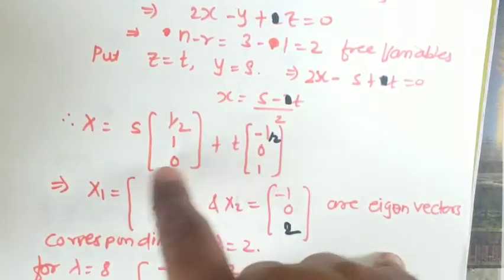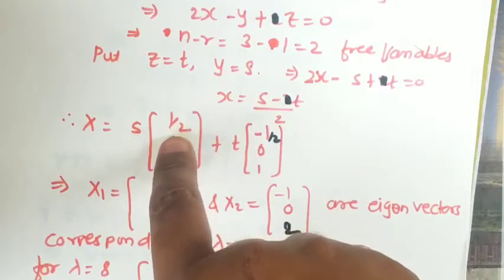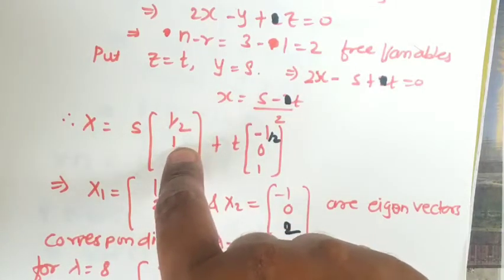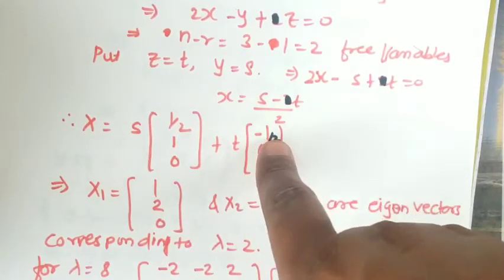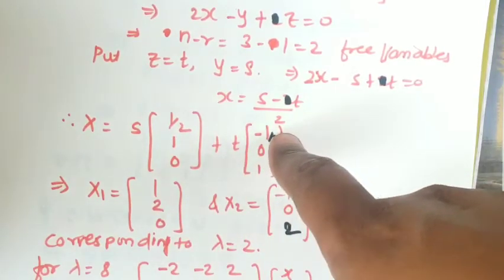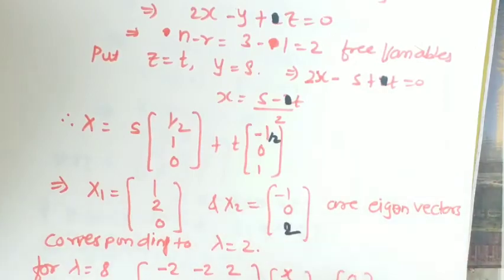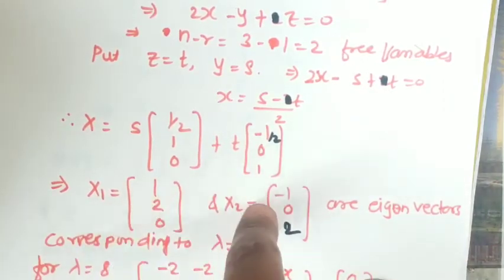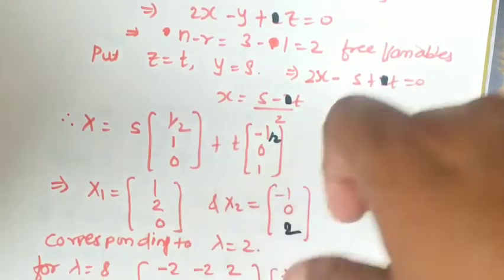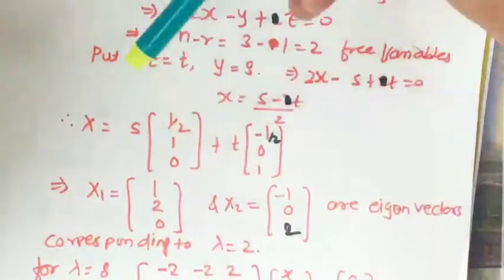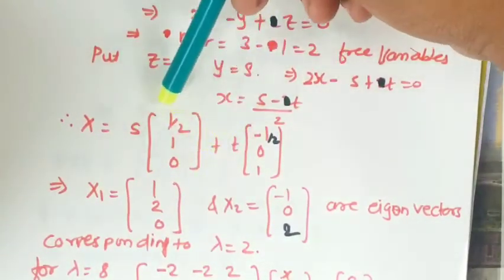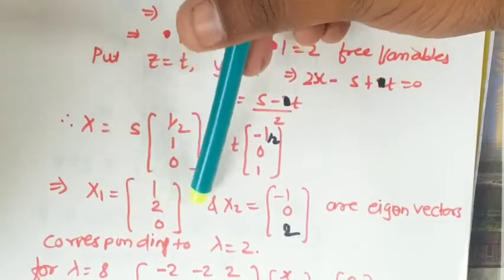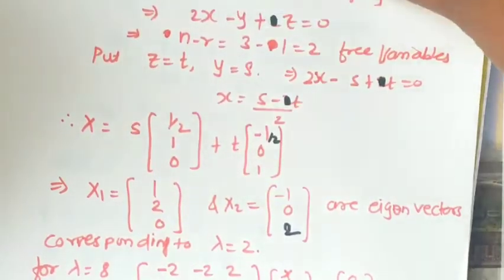Now you can write them in this form. If you multiply this vector by 2, here we will get 1, 2, 0. So we can write it as (1, 2, 0). And if you multiply this by 2, we can write it as (minus 1, 0, 2). So these will be the x1 and x2 eigenvectors corresponding to eigenvalue lambda equal to 2. You can write these two also, or you can write their multiples. Instead of writing in fraction form, I have written in the integer form, the vectors.